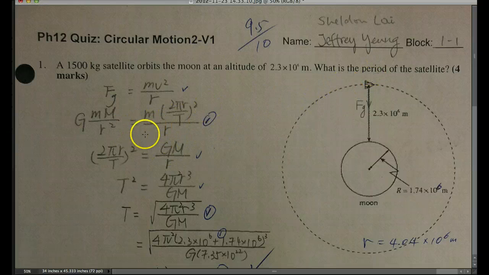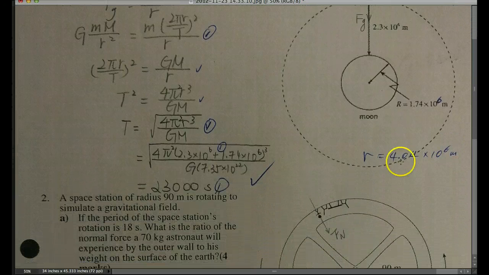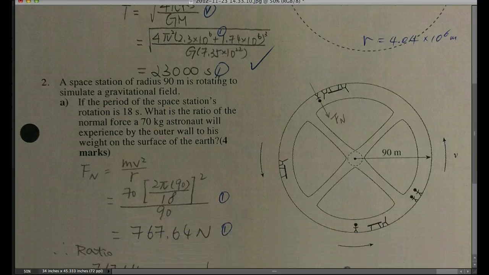Okay, and then this is up to your math skill to simplify, cancel the m, and then put these things together and then just plug in. Be careful, they're big numbers. And if you calculate, you should get this 23000 seconds. Okay, second question.